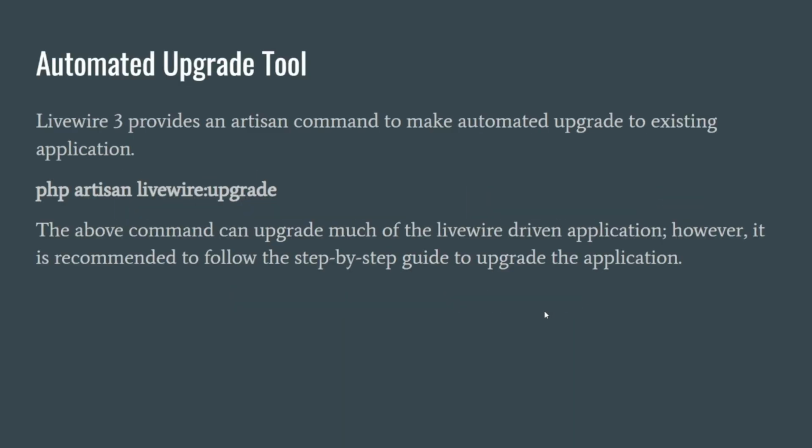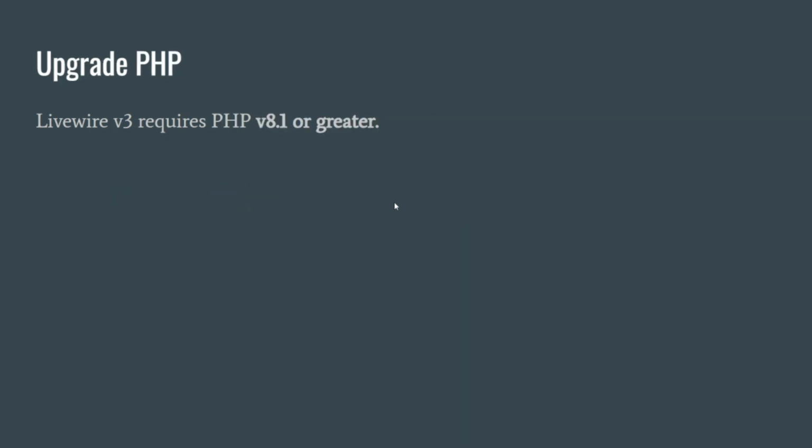Alright, so the first thing we're going to look at is that Livewire 3 is providing an artisan command to make an automated upgrade to an existing application. It provides the command php artisan livewire:upgrade, and this would generally upgrade most of the files that were written in Livewire 2 to Livewire 3. If there are any other changes required, we can debug and make the changes. Livewire version 3 will be requiring PHP version 8.1 or greater.